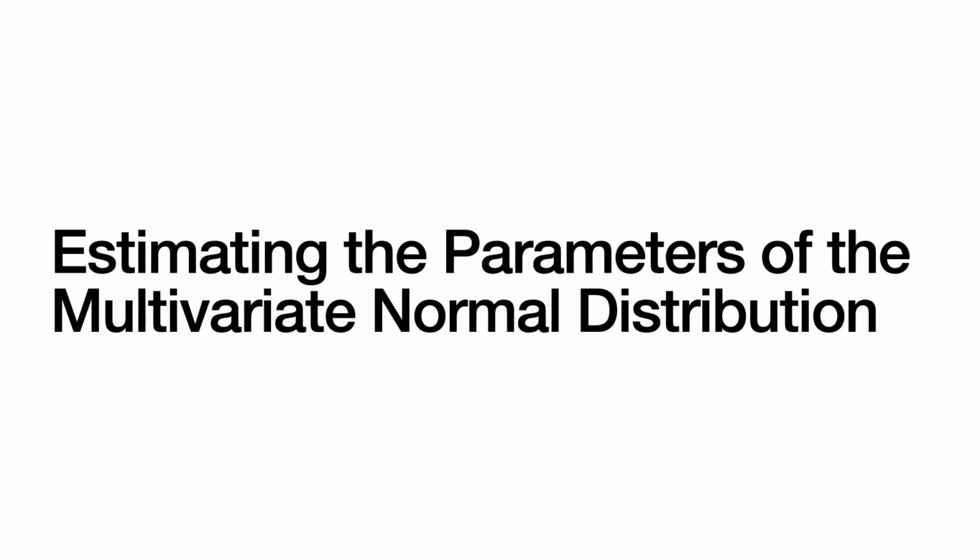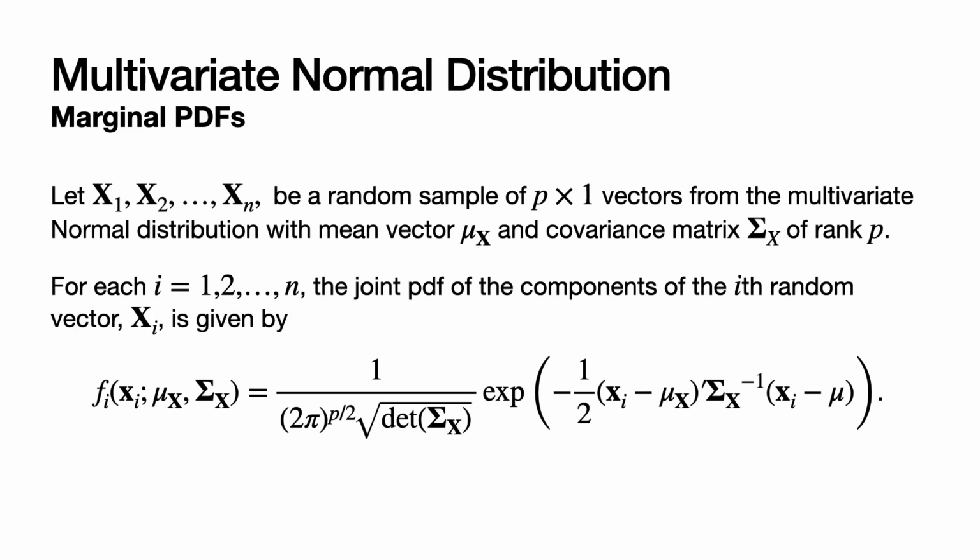Next, let's look at how to estimate the parameters of the general multivariate normal distribution. So let bold x1, bold x2, and so forth up to bold x sub n be a random sample of p by 1 vectors from the multivariate normal distribution with mean vector mu sub x and covariance matrix capital sigma sub x of rank p. For each i, going from 1 up to n, the joint PDF of the components of the ith random vector x sub i is given by the following expression.